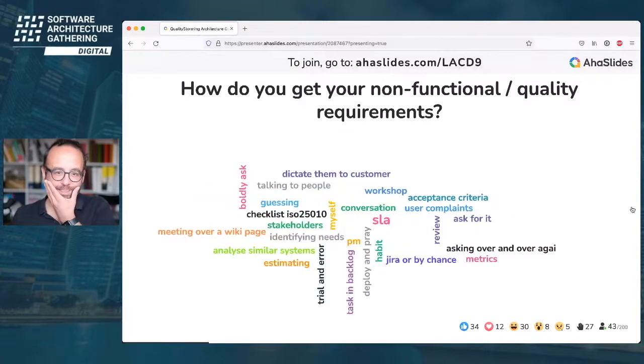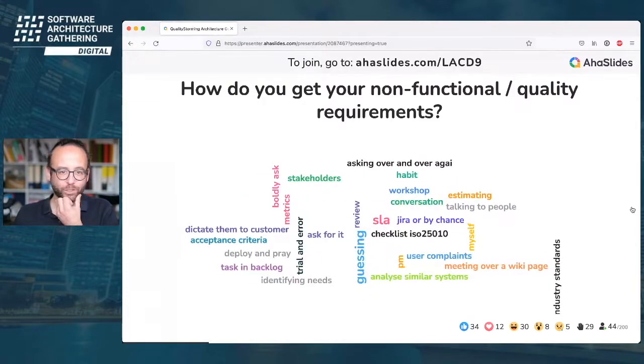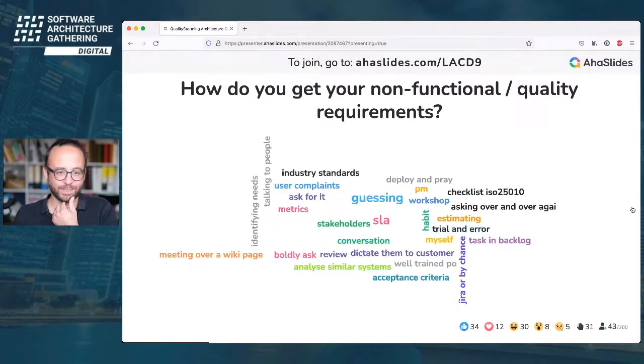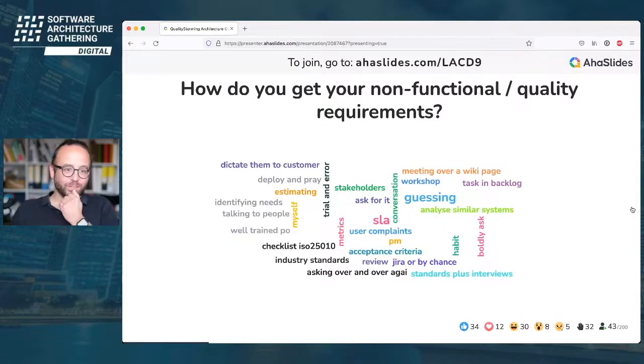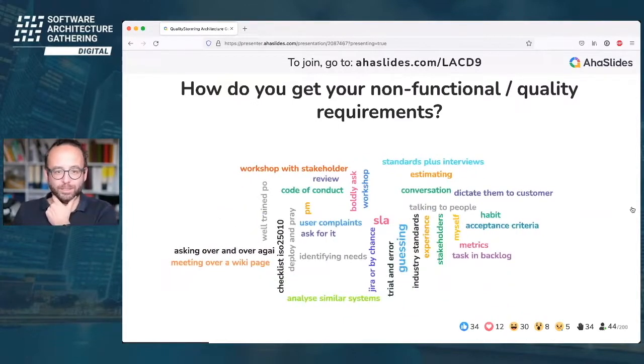Jira or by chance, guessing. Asking over and over again. Workshops, tasks in the backlog. Okay. Dictate them to the customer. That's an interesting one. Talking to people. Yeah, that's a good one. Well-trained product owner. That's always a good thing to have.